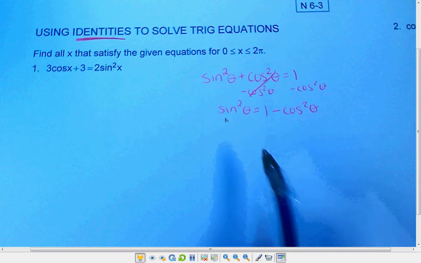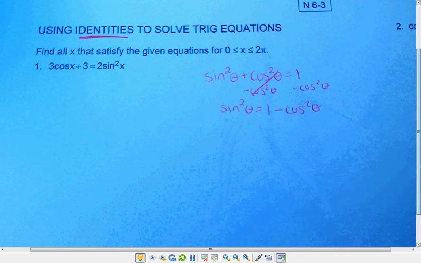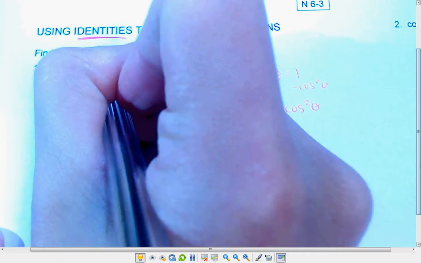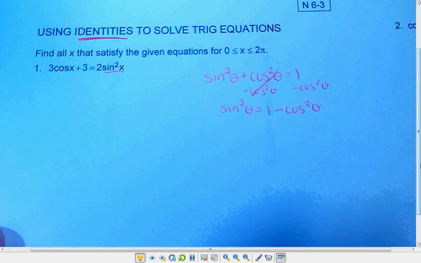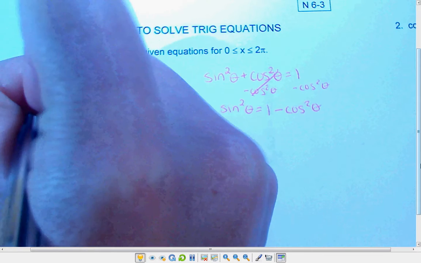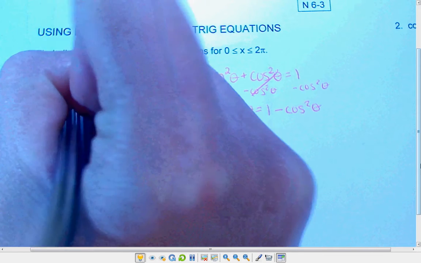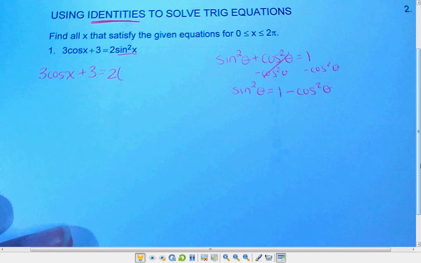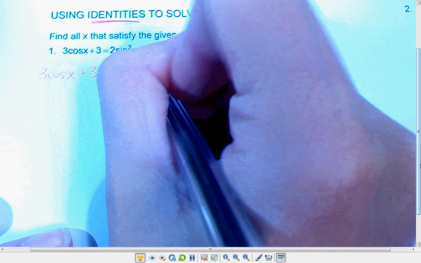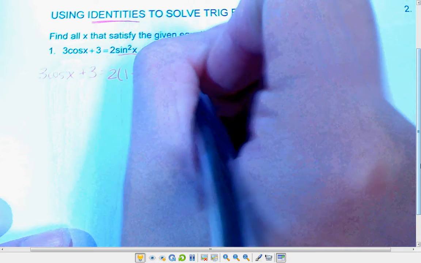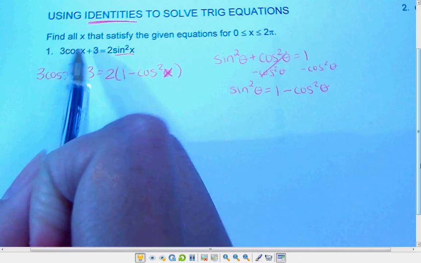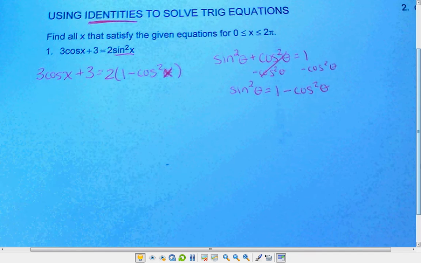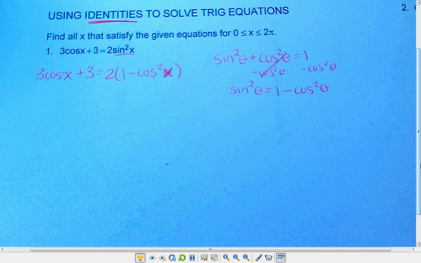So I know that sine squared is the same thing as 1 minus cosine squared. So this right here, the sine squared, I can replace with 1 minus cosine squared. Everything else stays the same. So instead of a sine squared, I'm going to put a parentheses there, and it's going to say 1 minus cosine squared. And I'm going to turn this into an x because this equation has x's in it. Okay, so now everything else is the same. I'm trying to solve for cosine.